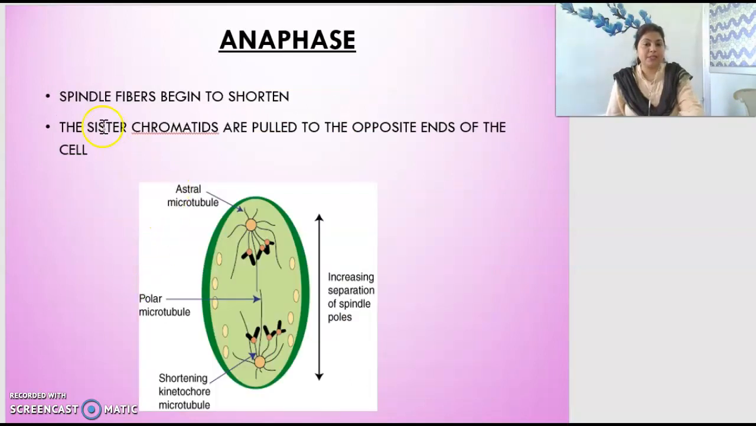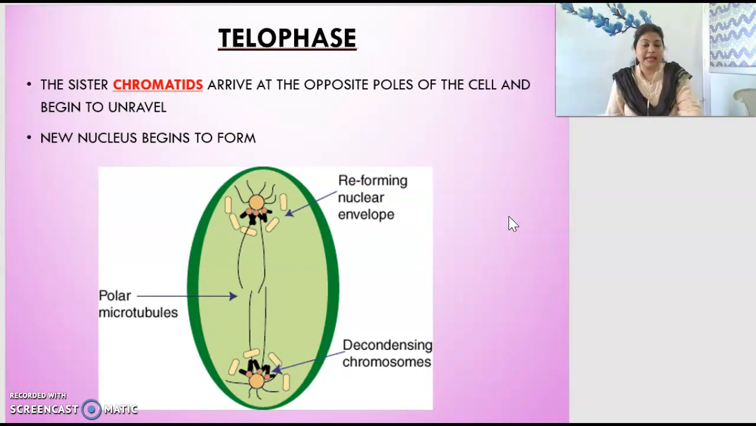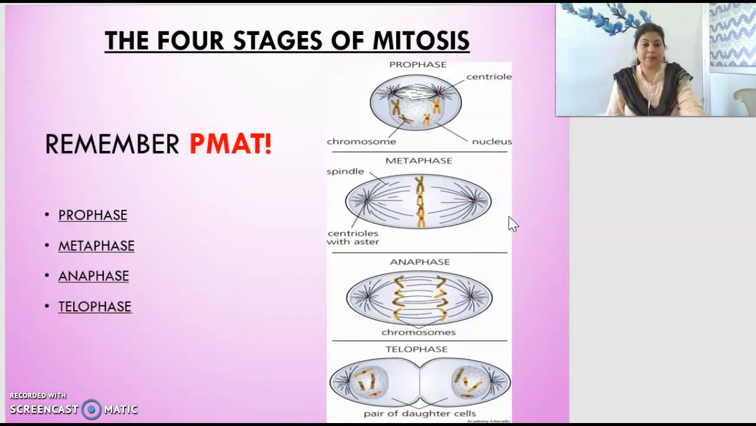In anaphase, the spindle fibers begin to shorten. The sister chromatids are pulled to the opposite ends of the cell. That increases the separation of the spindle fiber, while the polar microtubules help in attachment of the centromere chromatid. In the telophase, approximately 80% of the nuclear DNA has been separated at opposite poles of the cell and begins to unravel, and a new nucleolus begins to form.